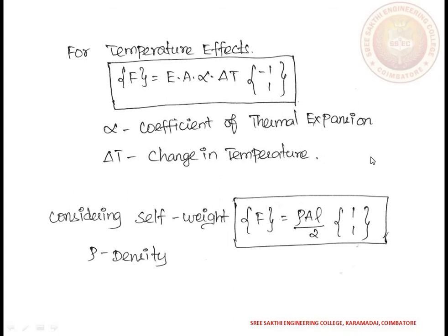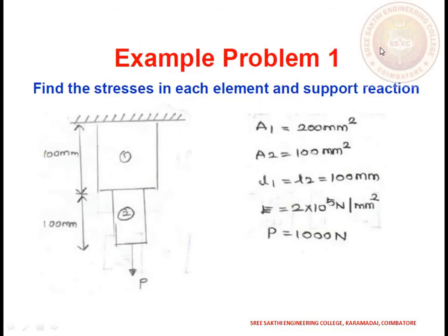Okay, next we are going to see the problems. This is example problem 1: find the stresses in each element and the support reaction. A1 and A2 are given, lengths L1 and L2 are the same at 100 mm. Young's modulus is the same for elements 1 and 2, that is 2 into 10 power 5 Newton per mm square. P is given, that is 1000 Newton. The area of element 1 is 200 mm square and the area of element 2 is 100 mm square.